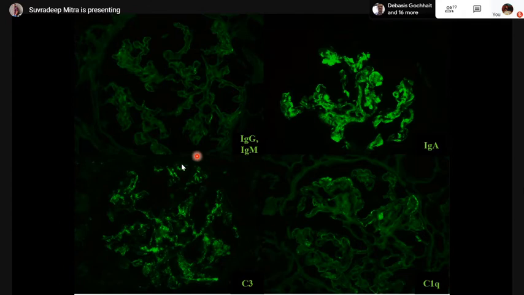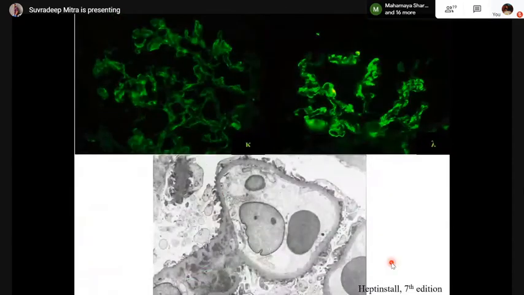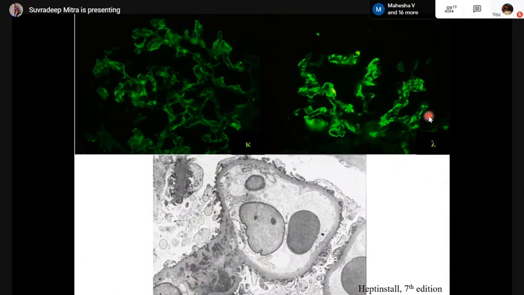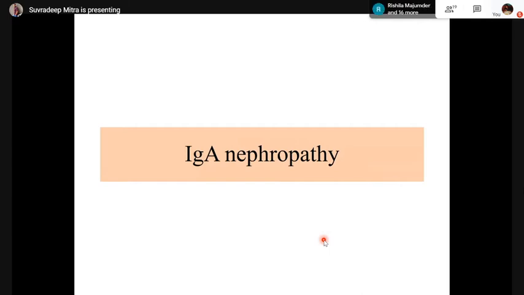So you see that IgG is really negative, whereas IgA is glowing along with C3. And look at the type of deposit. It is not only mesangial, the mesangial is dominant, but it is also encroaching onto the glomerular capillary loops. C1q is not really glowing, and you can see that lambda is very much dominant. Usually in IgA nephropathy, you see lambda dominance more than kappa. On electron microscopy you can see a lot of mesangial immune complex type deposits which are electron dense, whereas the glomerular capillary loop is normal. So with this, obviously this is a case of IgA nephropathy.